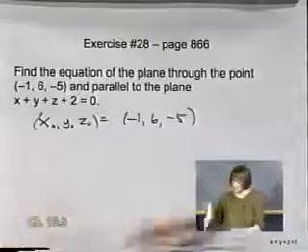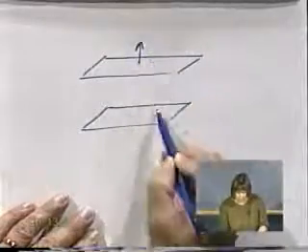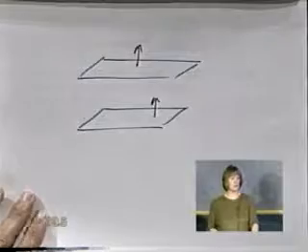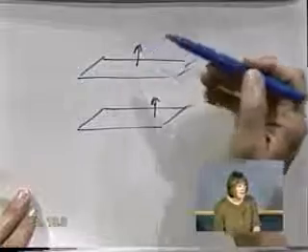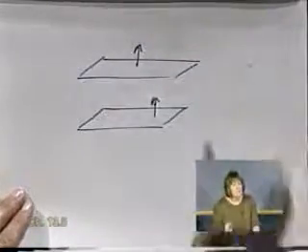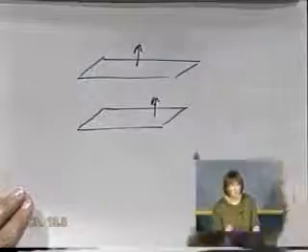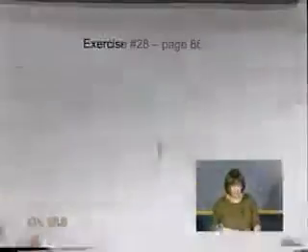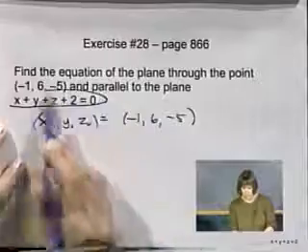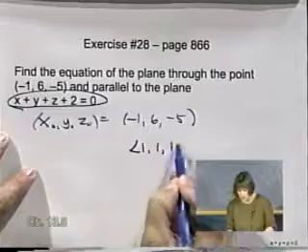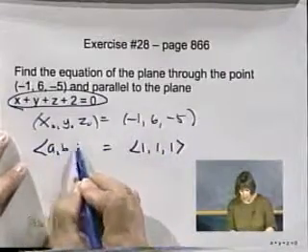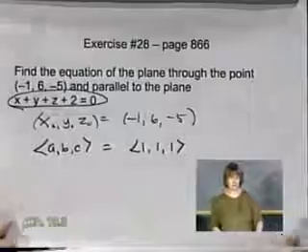Now note, if you've got one plane and it's parallel to another plane, what do you know about the vectors that are perpendicular to those two planes? They're parallel. Parallel planes have the same normal vectors. Parallel planes have the same vectors that are perpendicular to them. So what vector is perpendicular to that plane? 1, 1, 1. So therefore 1, 1, 1 will also be perpendicular to my plane. So now I'm ready to go.